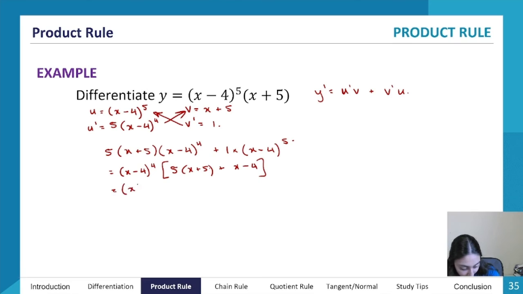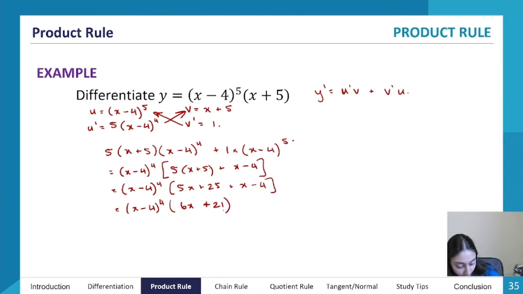Okay, so that leaves me with x minus 4 to the power of 4 times 5x plus 25 plus x minus 4, which leaves me with x minus 4 to the power of 4, 6x plus 21. Okay, and that's my final answer. I'm actually just going to chuck this out the front because I like my power function to be at the end. That's just my personal preference. You can leave it as the line that I just did though. 6x plus 21 times x minus 4 to the power of 4. And that's my final answer.